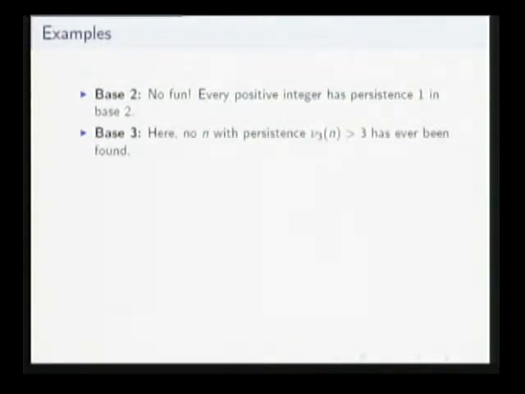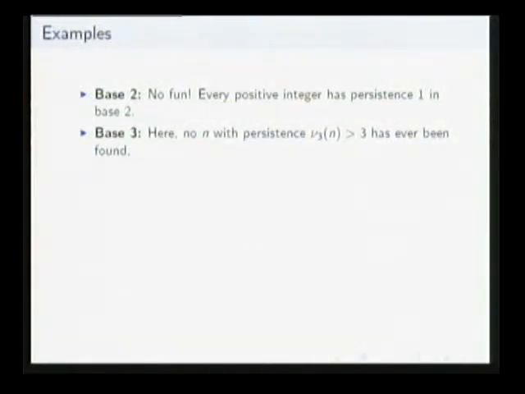But as soon as you go to a higher base, like base 3, the problem is already open. In fact, in base 3, no number with persistence greater than 3 has ever been found. I'll show you later a number that has persistence exactly equal to 3. So after 3 steps, it stabilizes.